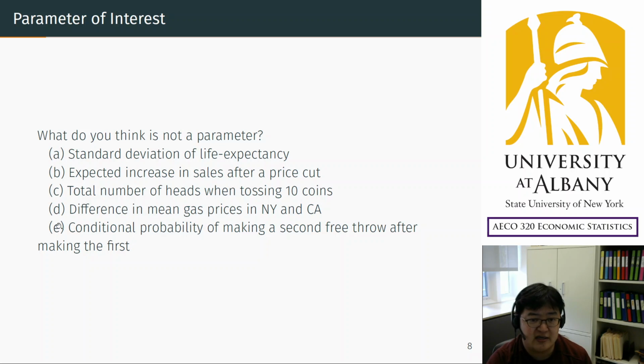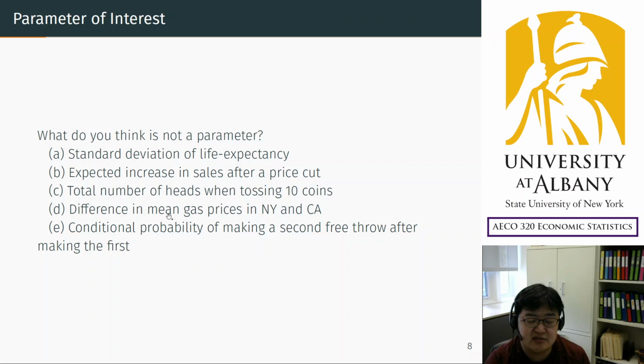But all the other ones are fine. Standard deviation of life expectancy: if you could observe all people's longevity, then you can calculate that, right? And expected increase in sales after a price cut: if you could do infinite repetitions of an experiment like this, then you would know the exact value of this expectation of the increase. Of course, the experiment is not possible, so that's why you don't know this. So you need a sample, a finite sample inference.